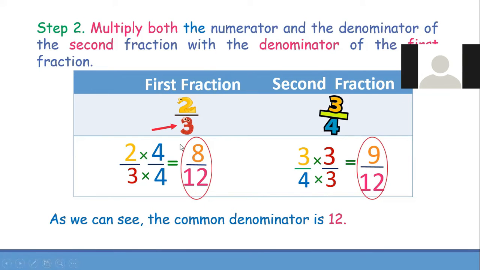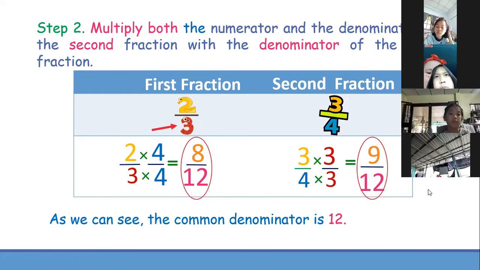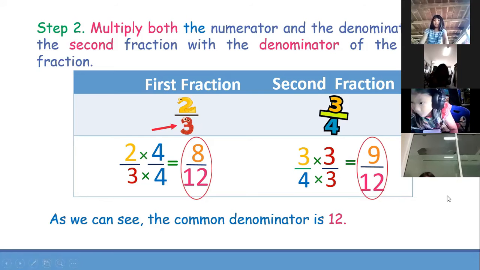First fraction, multiply both the numerator and the denominator, and we get the same denominator, which is 12. Okay, is that clear? Let us have another example. Okay, another example. Who will try to answer?